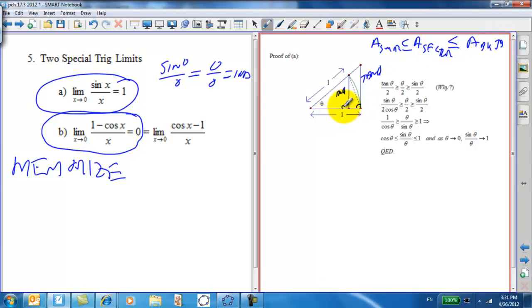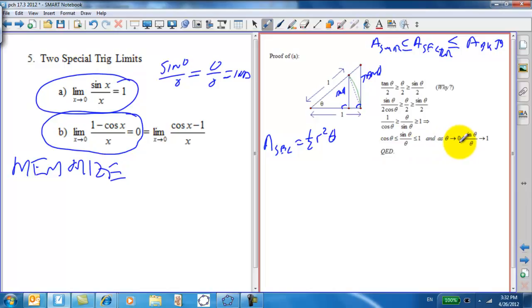And the area of the small triangle is 1/2 base, so it's 1/2 the base 1 times the height, which is sine of theta. And the big triangle is 1/2 base, which is 1, times the height, which is tangent theta. And the sector here, remember the area of a sector is 1/2 r squared theta. Well, in this case, r equals 1, so you get 1/2 theta. And when you solve that out and divide through by sine theta, because in this case it's all positive, you get the sine of theta over theta is between cosine theta and 1.